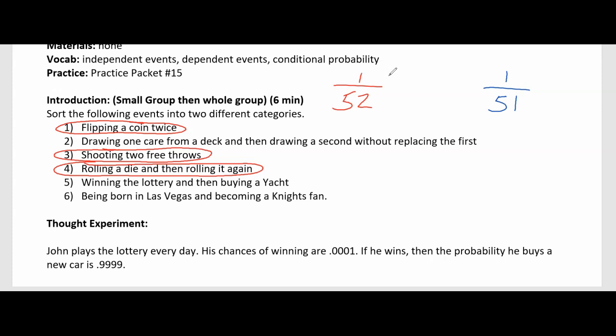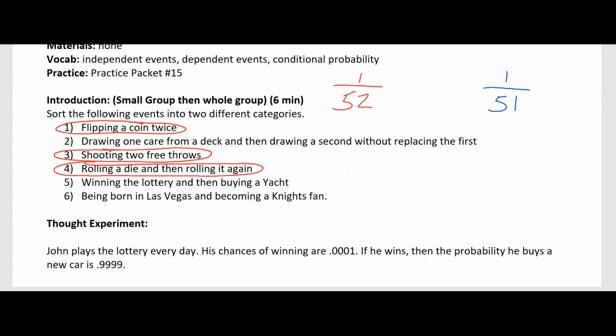People generally, I know it's not a hard rule, but generally, most sports fans are centered around the team that they live near, right? So if you're born in Las Vegas, you're probably more likely to be a Knights fan than if you were born in Philadelphia, right? I know it's not always true, but generally it's true. So becoming a Knights fan is many times dependent on whether you were born in Las Vegas or born somewhere else.